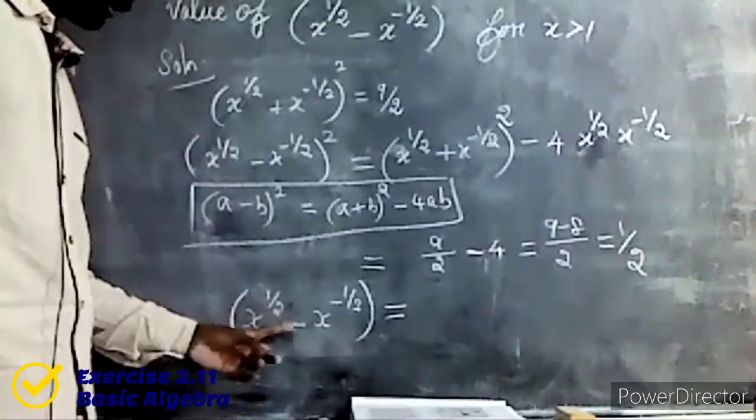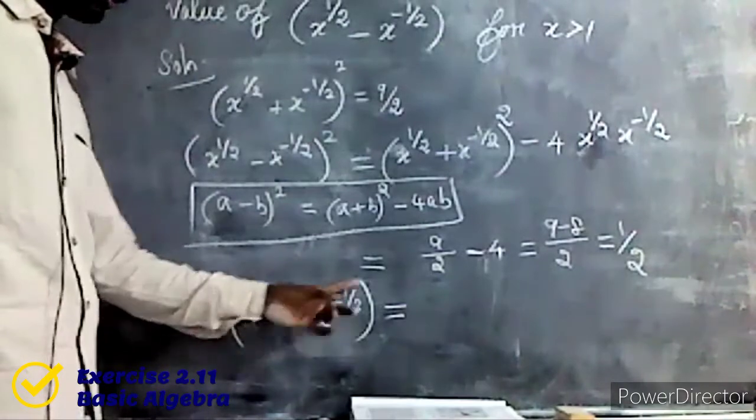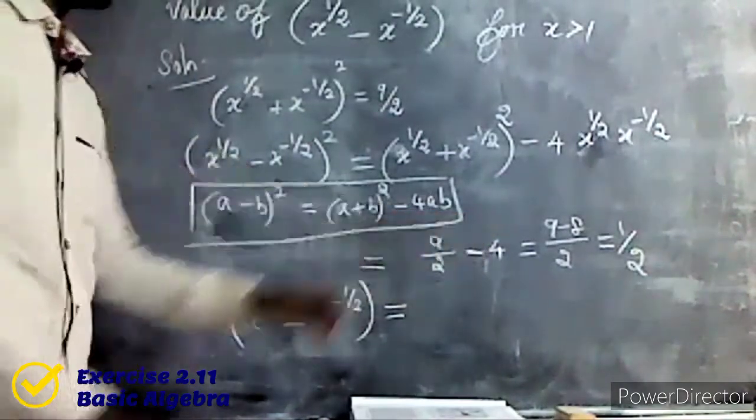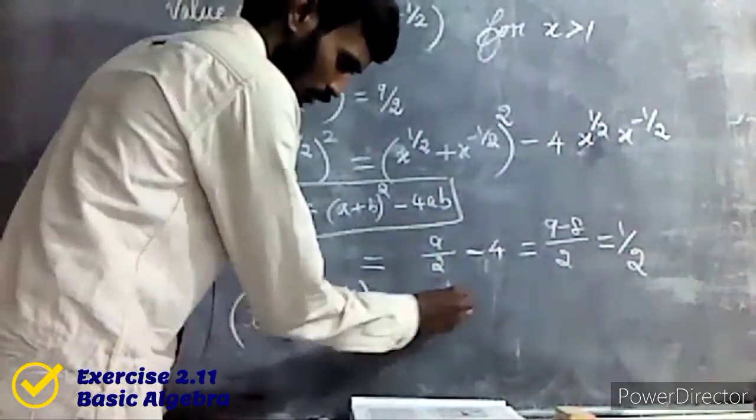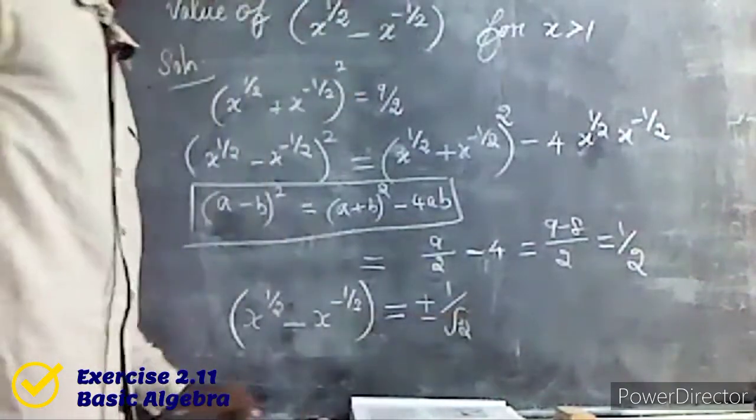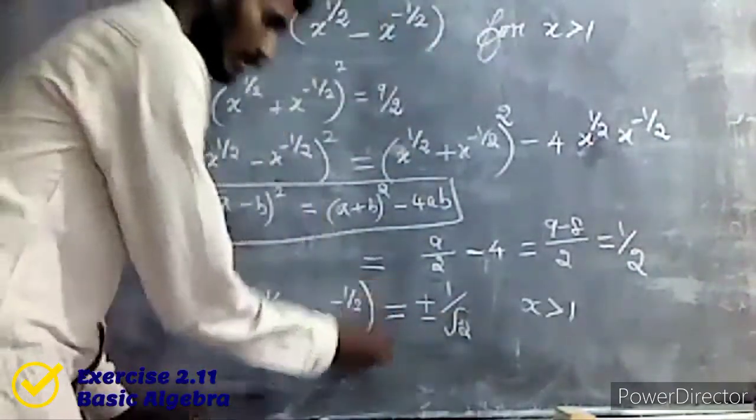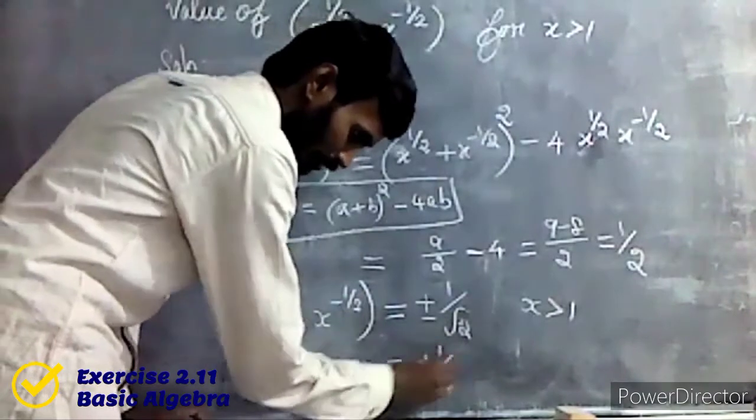So x power 1 by 2 minus x power minus 1 by 2 answer. Remove the square, therefore take the roots for 1 by 2. Answer plus or minus 1 by root 2. The final answer will be positive. So plus 1 by root 2.